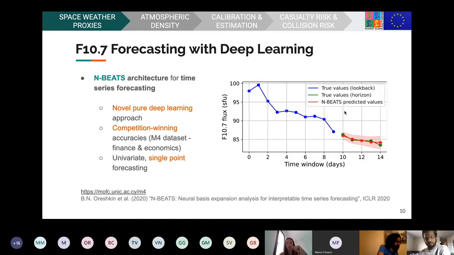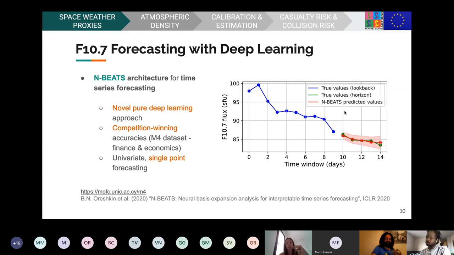So in this work, we take advantage of the recently developed deep neural architecture for univariate time series forecasting, which is called NBeats. This is a pure deep learning architecture that has recently achieved winning accuracies in these competition data sets, outperforming classical, statistical, and statistical hybrid methods.